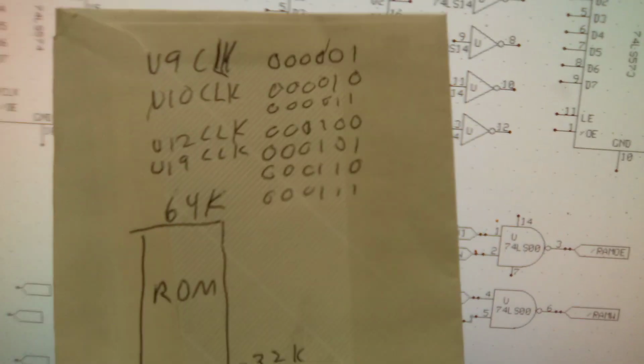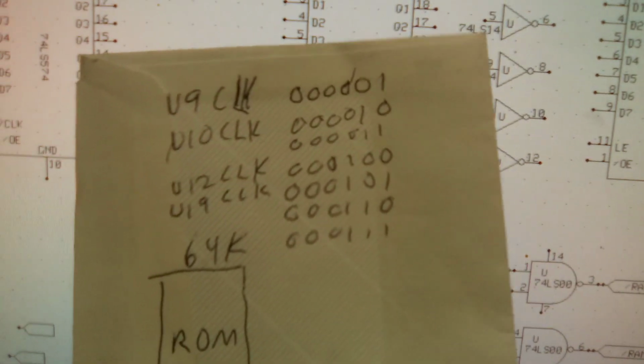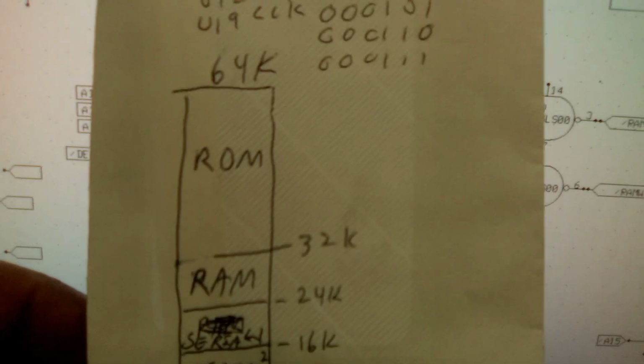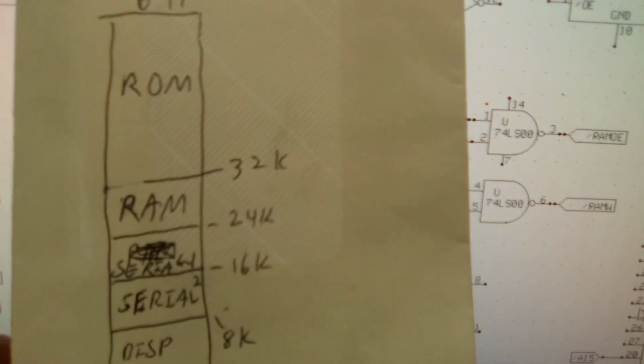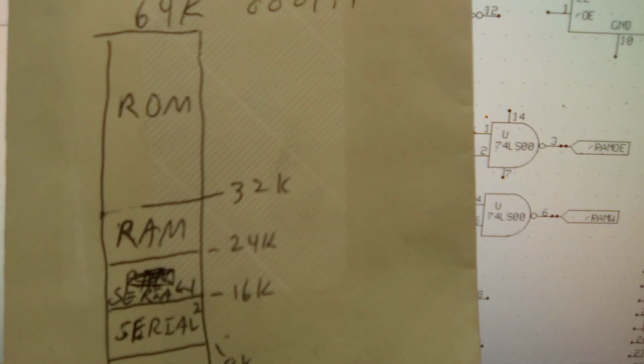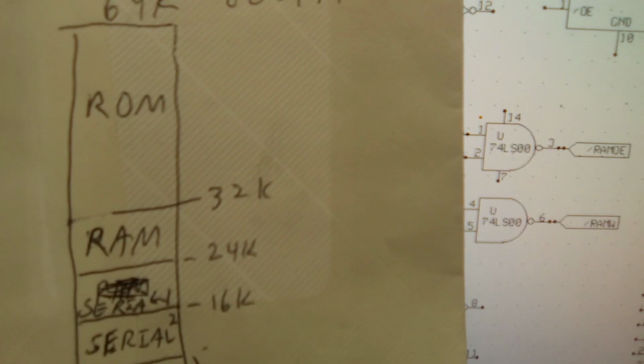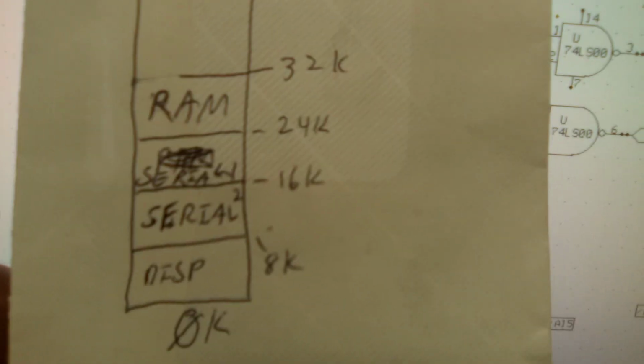Different chips have different select lines at different addresses, and of course the ROM is at the top, 32K. RAM is from 24K to 32K. Serial 1 is 16K to 24K. Serial 2 takes up 8K to 16K, and display from the base of the memory up to 8K.